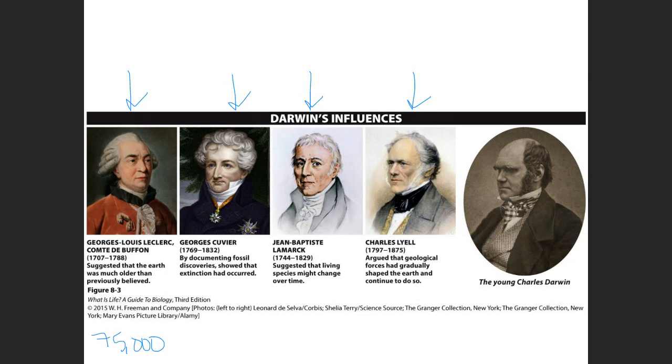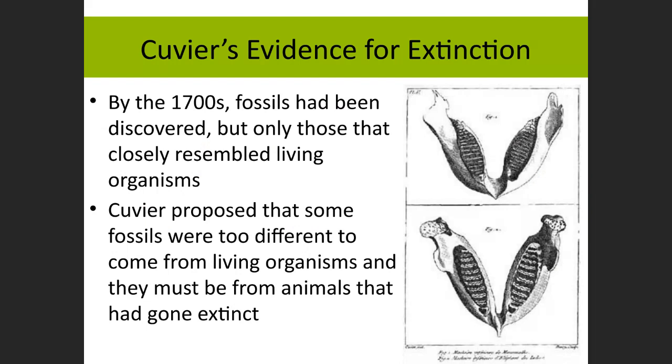So let's get into these guys a little bit more, starting with Cuvier. He lived in the 1700s, and people had found fossils, but at the time, they mostly thought that the fossils people had been digging up were just dead things that still exist on Earth. So they just thought they were finding old skeletons. Cuvier was the first person that said, you know what, some of these fossils are much too different from things that we see walking around. They have to be from animals that no longer exist.